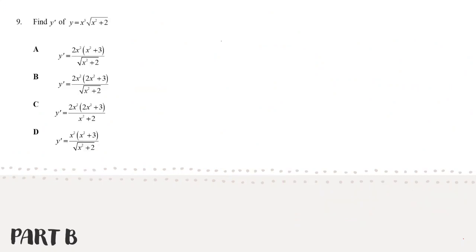Part B, number 9, find y prime of y equal to x cubed times the square root of x squared plus 2. This is a product, so we need to do the product rule. I choose the first term as u, so u is equal to x cubed, and v is equal to the square root of x squared plus 2. It means x squared plus 2 to the power of 1 over 2.